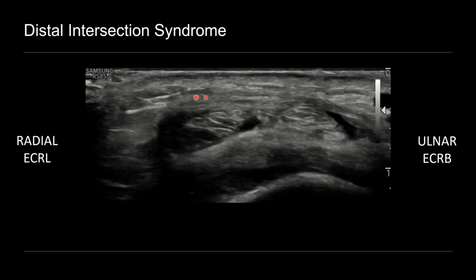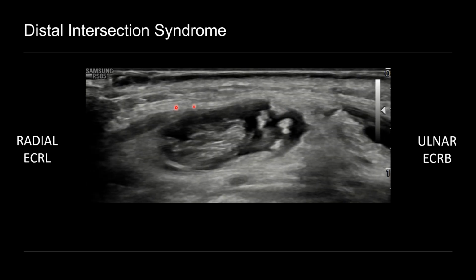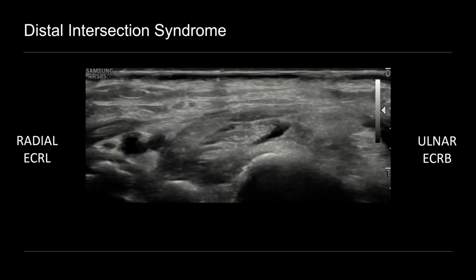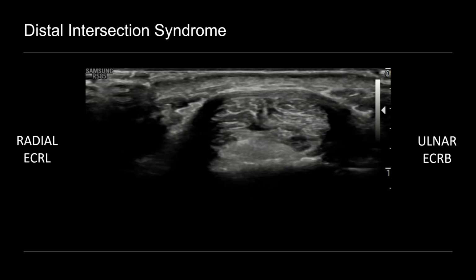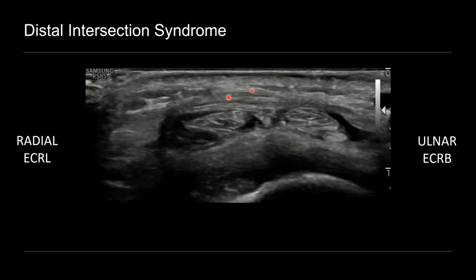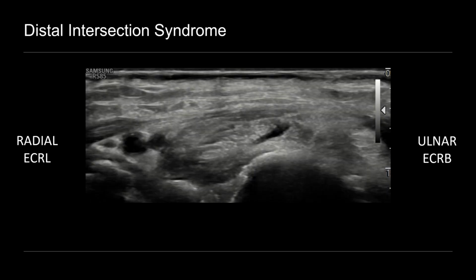And notice that as it's crossing over, we have some fluid surrounding that ECRB tendon, also the ECRL. As we move a bit distally, that fluid is more pronounced about both the ECRB and the ECRL tendons, and we can continue to follow this tenosynovitis as the tendons approach their metacarpal insertion sites. So a nice example of distal intersection syndrome where compartment 3 here is crossing over compartment 2, and that's where we have the inflammatory tenosynovitis.